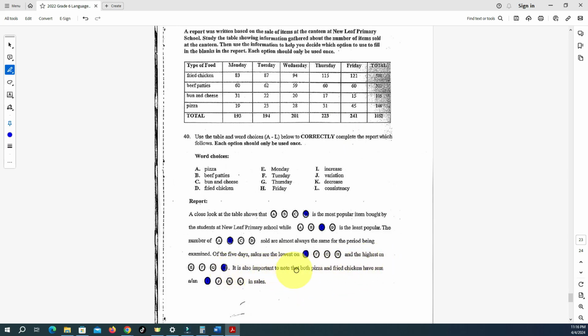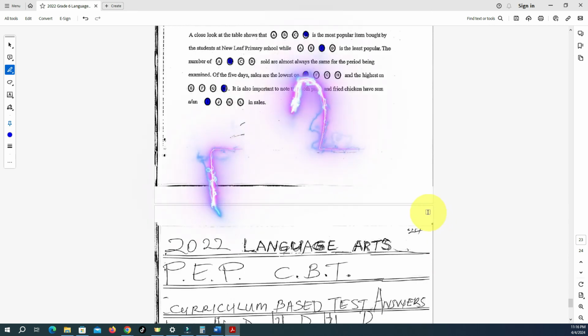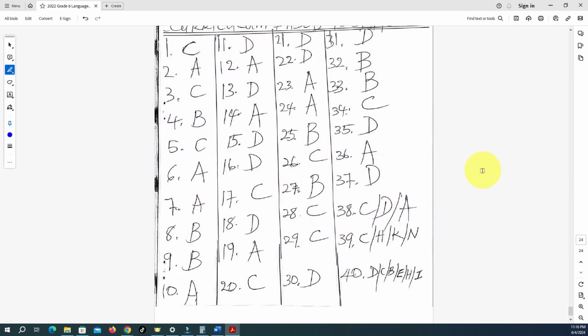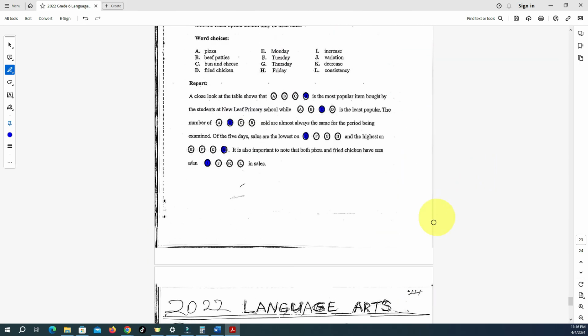It is also important to note that both pizza and fried chicken have been, and there has been an increase. So if you look at pizza, it increases over the days. And if you look at fried chicken, it increases over the days as well. So that's why I chose increase. All right. And I think that's it. And here are the answers down here, guys. I've already put them down here for you as well.